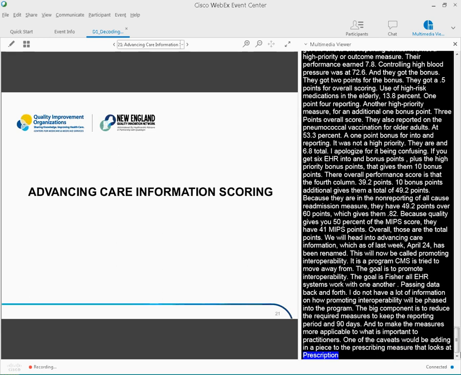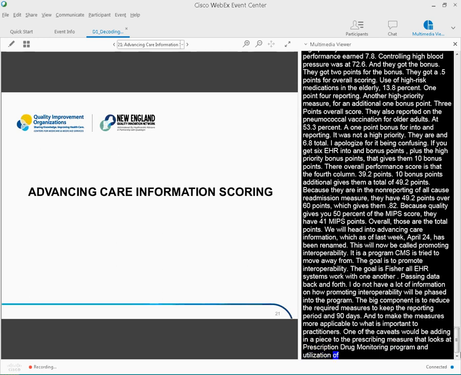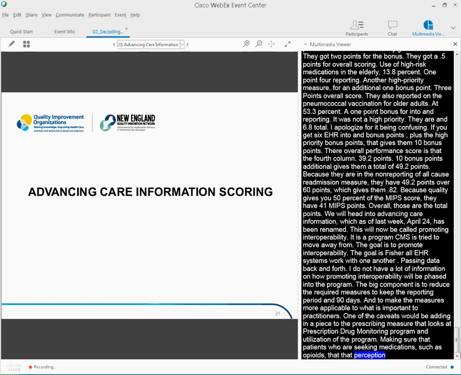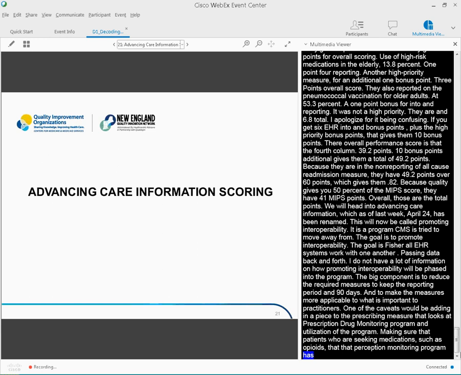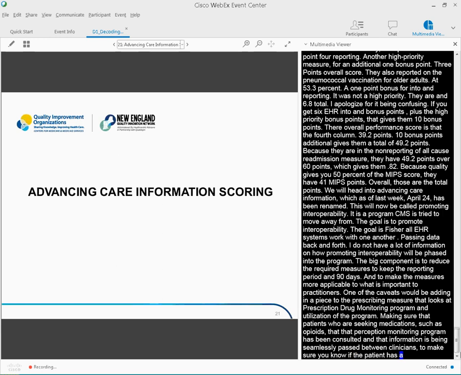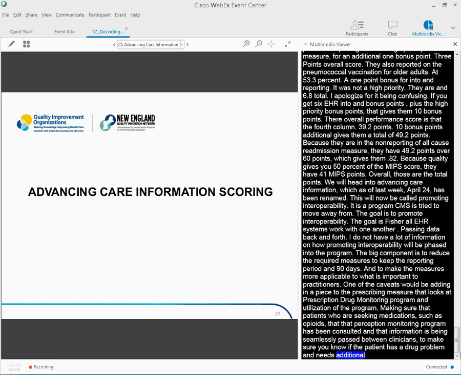So making sure that if patients are seeking medications, those opioids that we know is a major crisis across the country, that prescription drug monitoring program, or whichever the state is, has been consulted, that information is being seamlessly passed between clinicians to make sure that if that patient maybe has a drug-seeking problem and needs to get additional levels of help, or if you can get them onto a pain contract. So really looking at kind of pulling all that together.